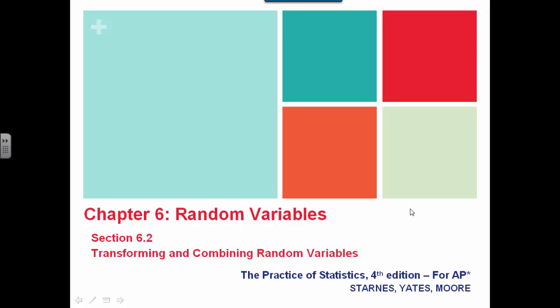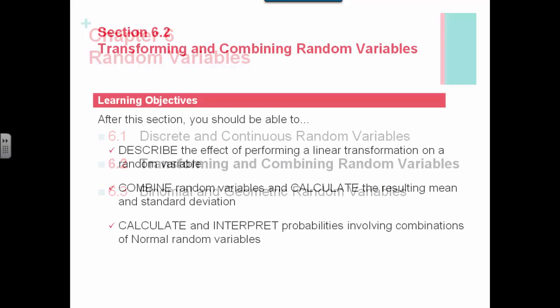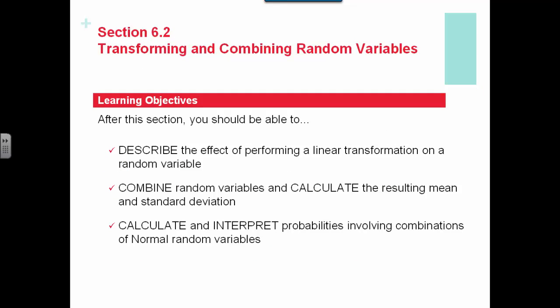Our second lesson in Chapter 6 is on transforming and combining random variables. We'll take a look at performing a linear transformation on a random variable, combining random variables, calculating the resulting mean and standard deviation, and calculating and interpreting probabilities involving combinations of normal random variables.